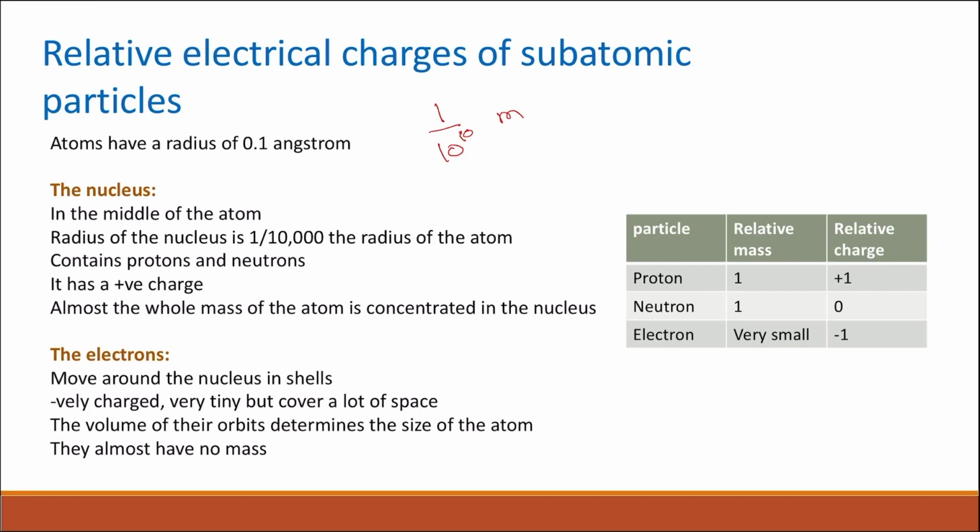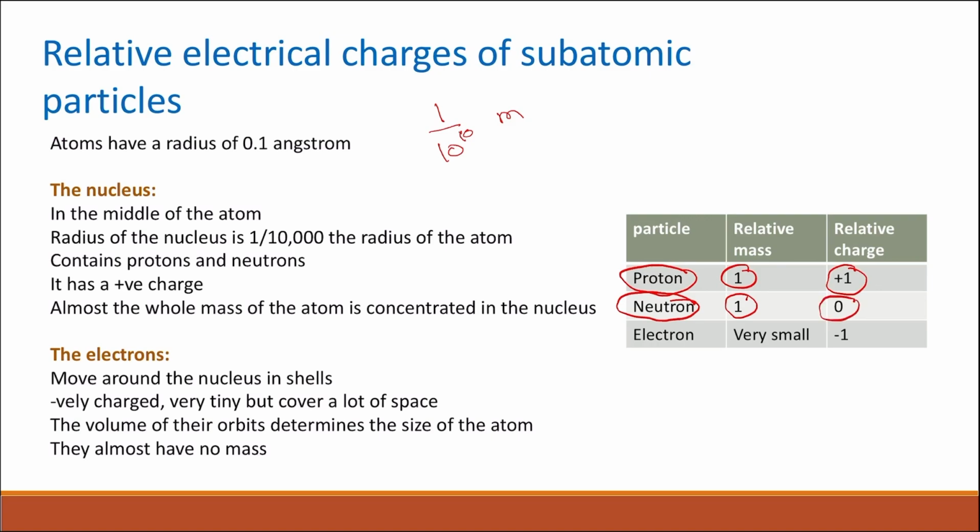It contains two different subatomic particles, the protons and the neutrons. The protons have a relative mass of 1 and a relative charge of +1. So each proton has +1 charge and the relative mass is 1. We are talking here about relative mass, so this is the mass of the different subatomic particles relative to each other. Neutrons have a relative mass of 1 as well, and they are neutral, so they don't have any charge. Their relative charge is 0.